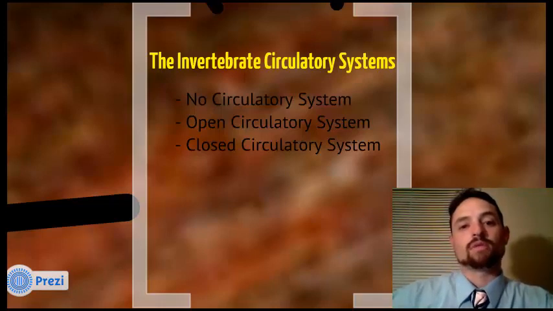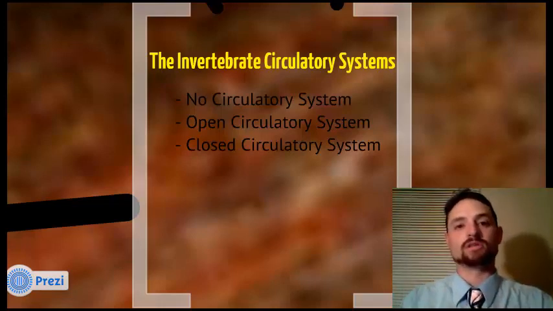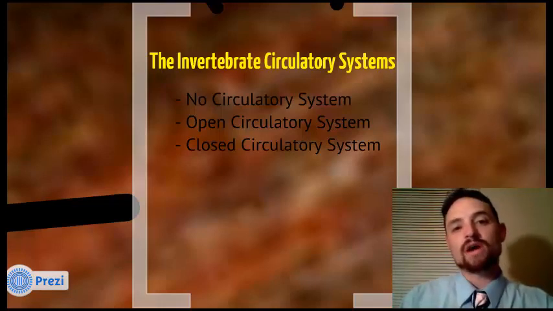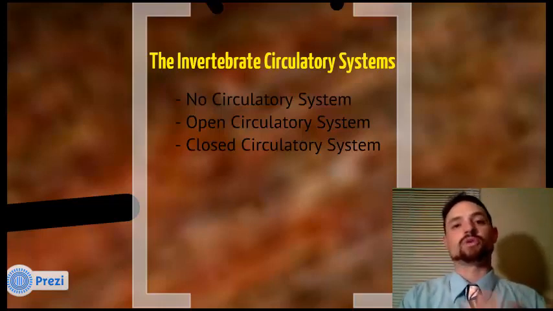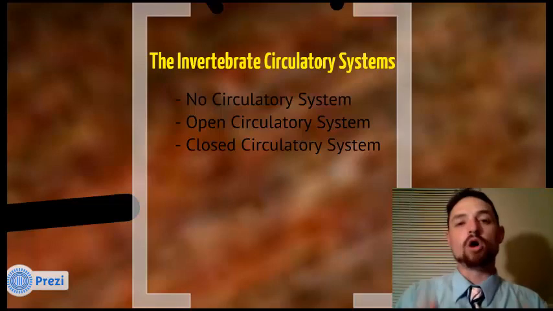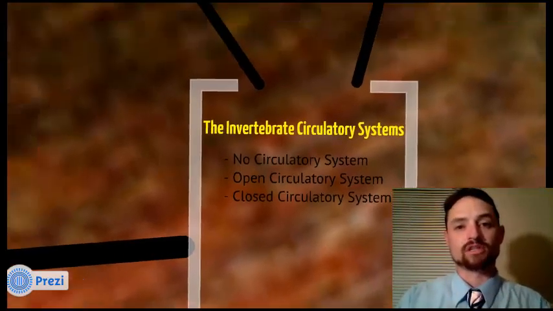Invertebrate circulatory systems. This is kind of the stepping stone to the evolutionary process. You've got first no circulatory system, then you go from no circulatory to open circulatory, and from open circulatory to closed circulatory. Let's look at that.